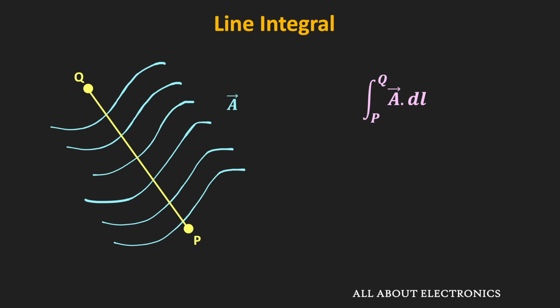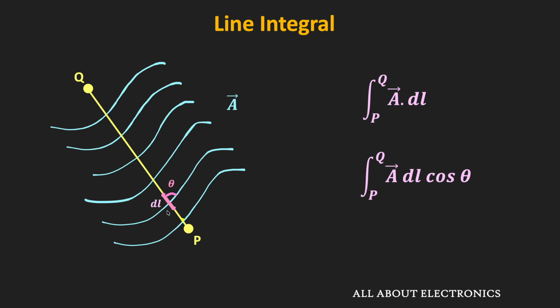So to find that, we will take the small differential length along the path. And here, we will find the dot product of this field A with this differential length. So here, if the vector field is perfectly aligned along the path, then its contribution will be maximum. That means here, if the theta is equal to 0, then in that case, the contribution of this vector field along the path will be maximum. But if the theta is 90 degrees, then in that case, this dot product will become 0.